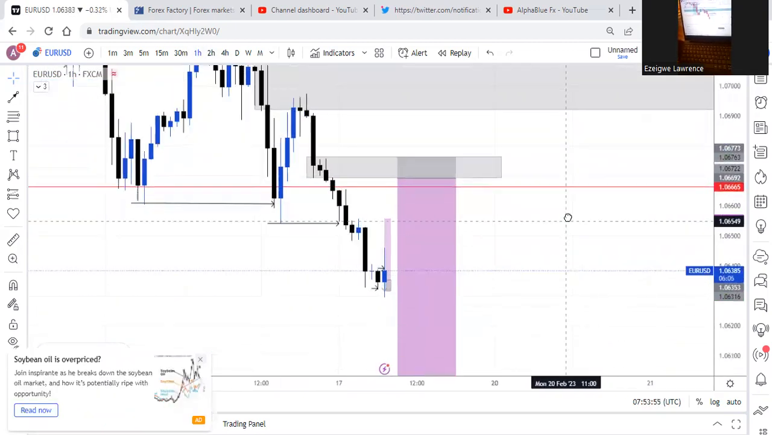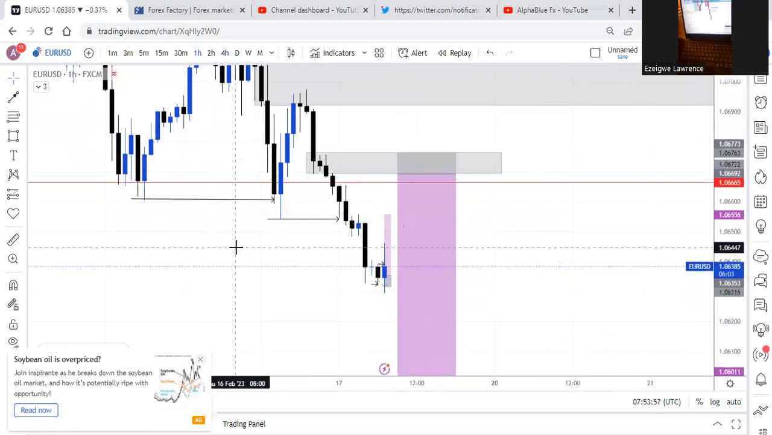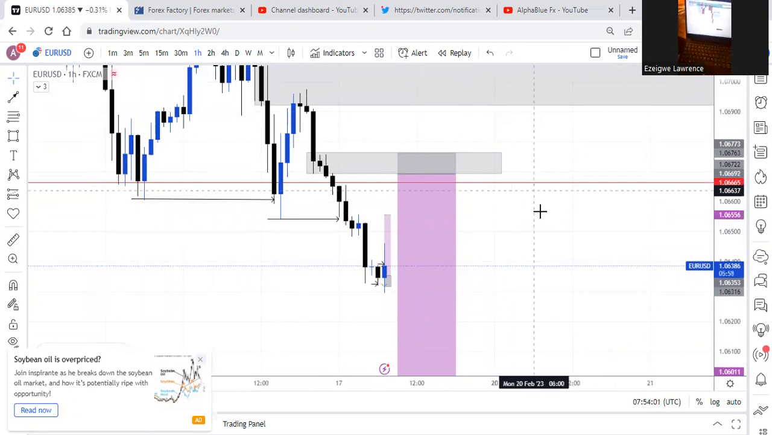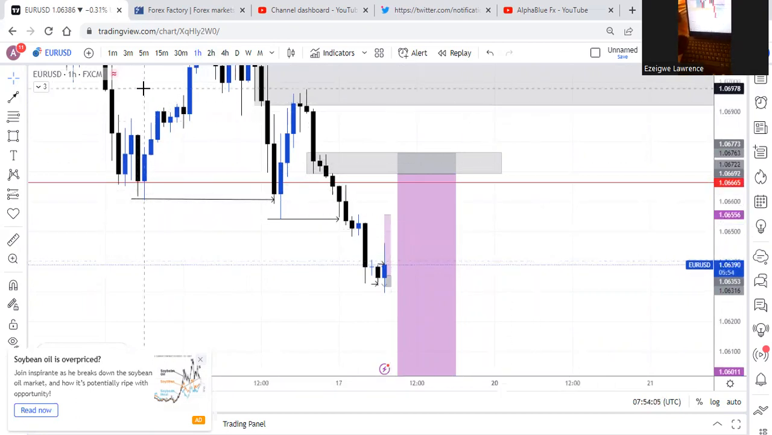I also applied my fib level. The 0.5 level was the zone I'm targeting. You understand? That was why I said that's going to be my entry zone.